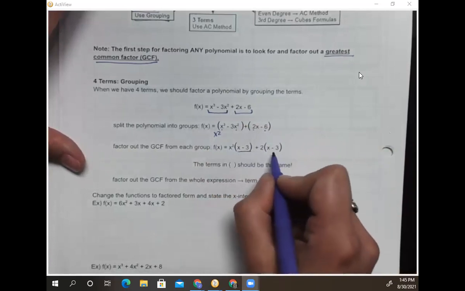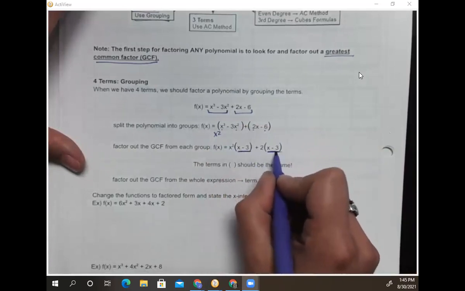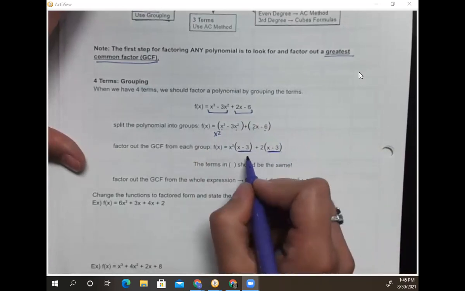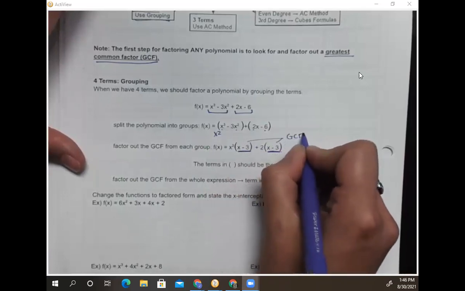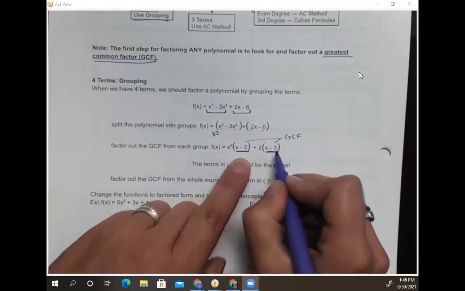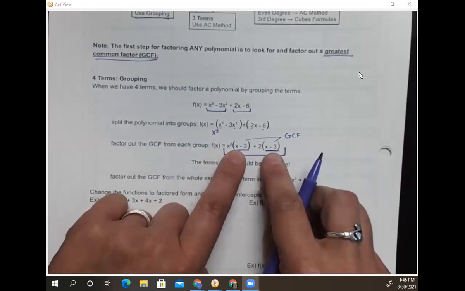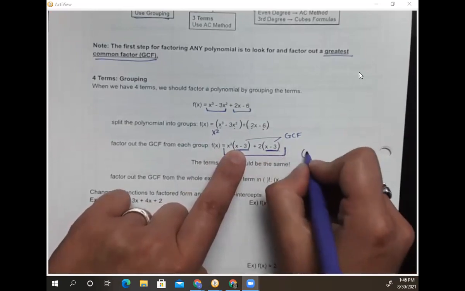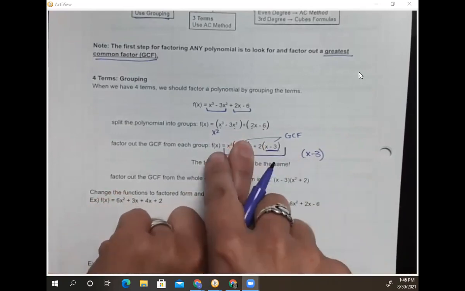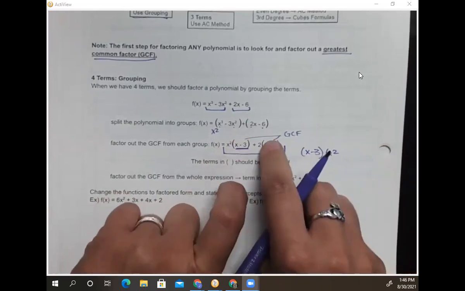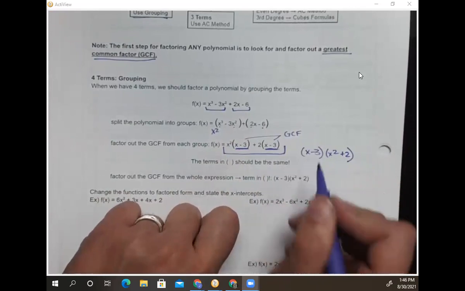The terms that I have in parentheses should be the same. Anytime I factor by grouping, the stuff in parentheses should be the same. I want it to be the same because this actually now acts like a GCF. This is now a common factor for my whole problem. Each of these terms has an x minus 3, so I'm going to treat it like a GCF and factor out the x minus 3. When I factor out the x minus 3, I'm left with x squared plus 2. That's what's left over when I pull out my GCF there.